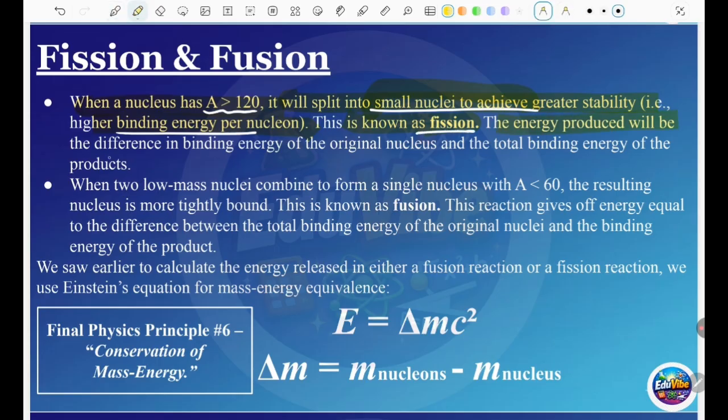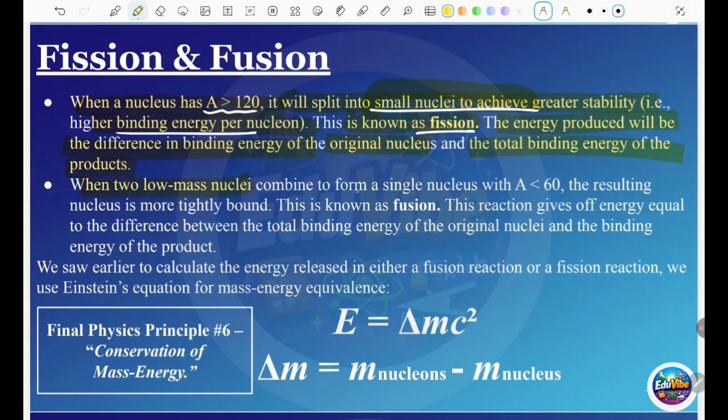The energy produced will be the difference between the binding energy of the original nucleus and the total binding energy of the products. So the energy released is the difference between the original nucleus and the total binding energy of the products.